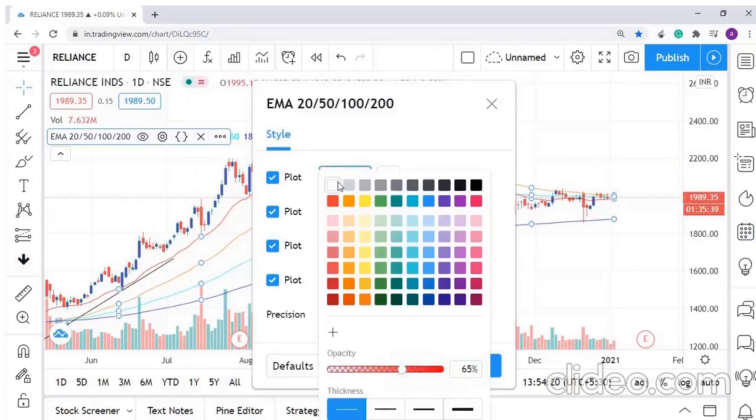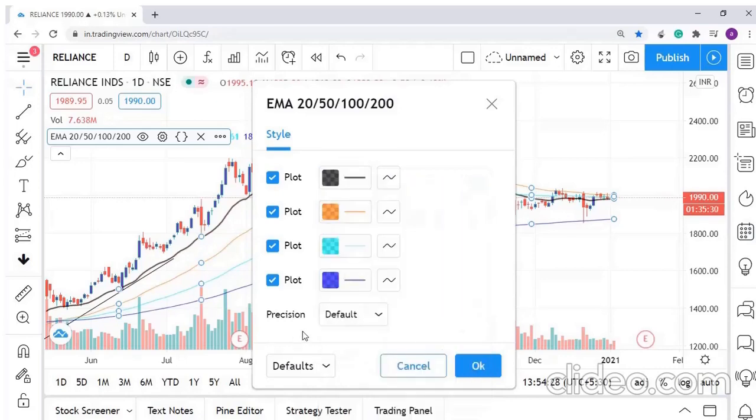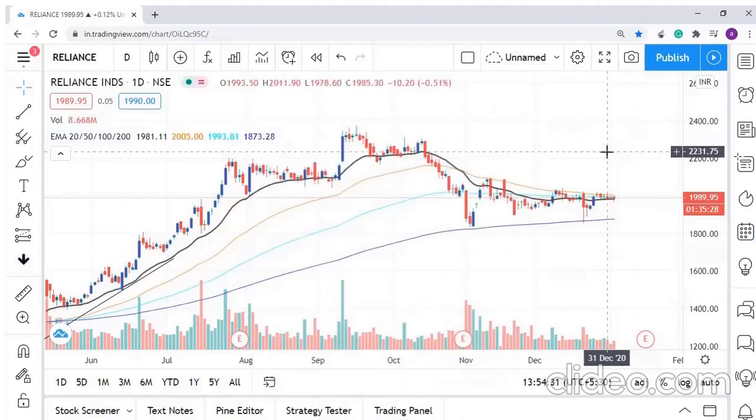This video is more about the website. So you click here, change the color. You can change the thickness also. And okay, here we are.